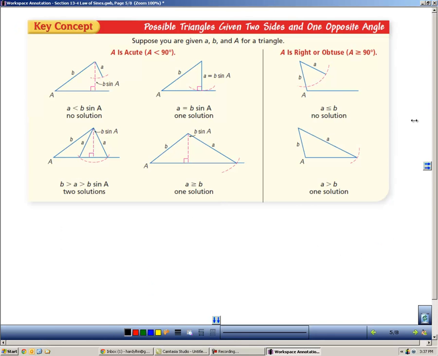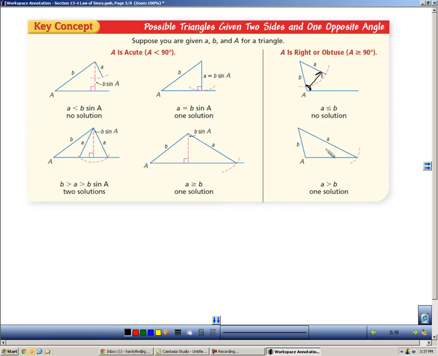Now when you're given an angle, and then two sides, where one of those sides is opposite the angle that you're given, there are some interesting scenarios that could happen, and that's what this key concept is trying to explain. Let's look at the ones over here on the right, because they're easier to understand, I think. If you're given an obtuse angle, then that means that that angle that you're given, since it's greater than 90 degrees, must be across from the hypotenuse.